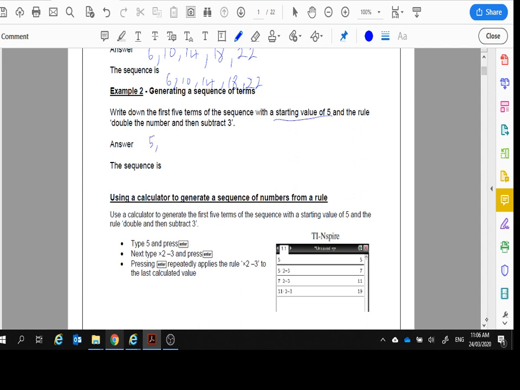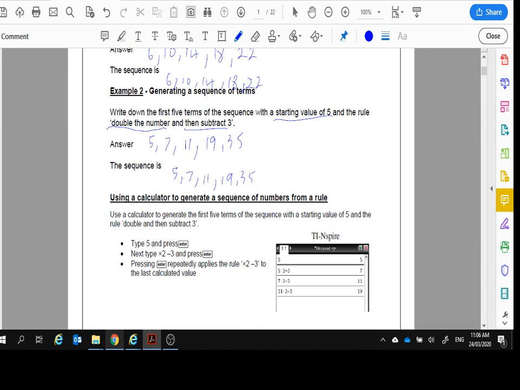First I've got to double the number, so that gives me 10, and then I've got to subtract 3. So 10 minus 3 is 7. Start the rule again. Double the number, 7 times 2, 14, take away 3 is 11. Double the number, 22. 22 minus 3, 19. Double the number, 38. 38 minus 3, 35. It says 5, I've got 5. So the sequence is 5, 7, 11, 19, 35.